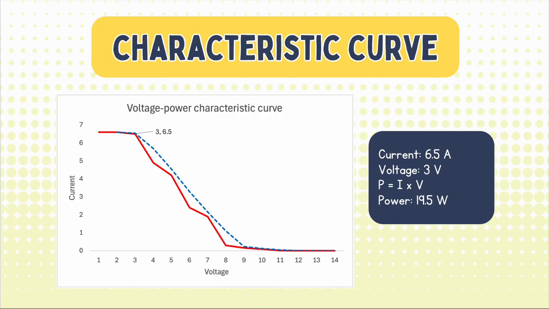With those measurements, we were able to get this graph, which is the voltage power characteristic curve, and it shows that the highest power point is when the voltage is equal to 3 volts and the current is equal to 6.5 amperes. And with the formula to get power, which is power equals current times voltage, we found that the maximum power point was 19.5 watts.